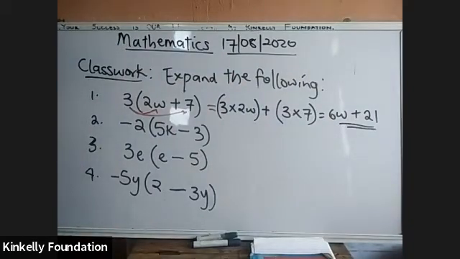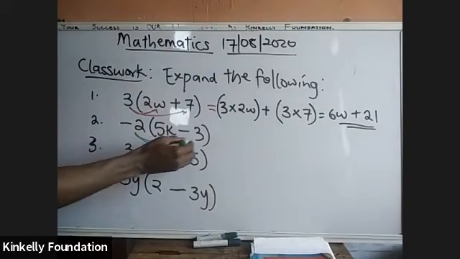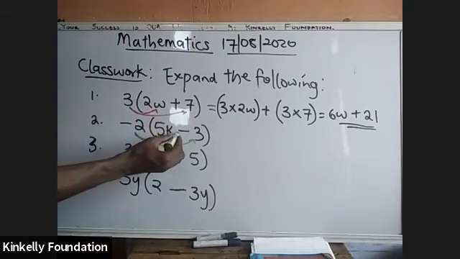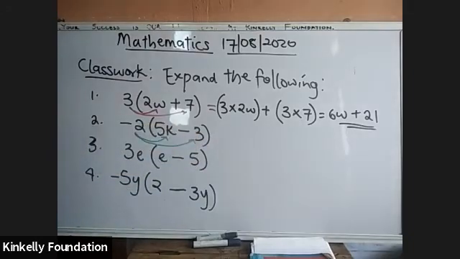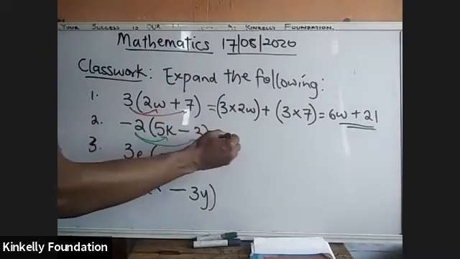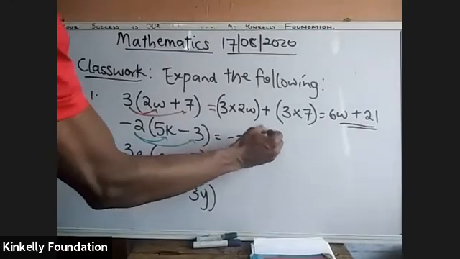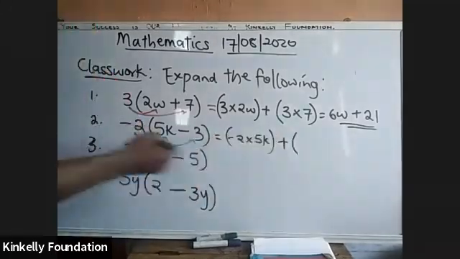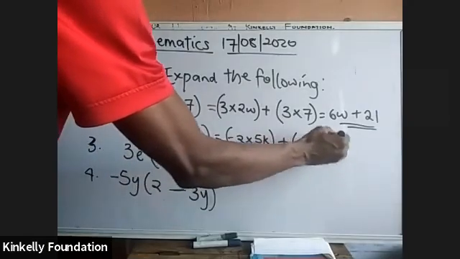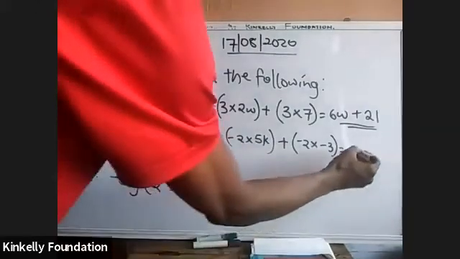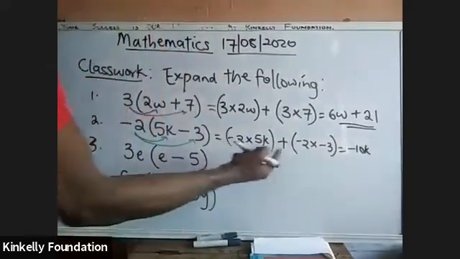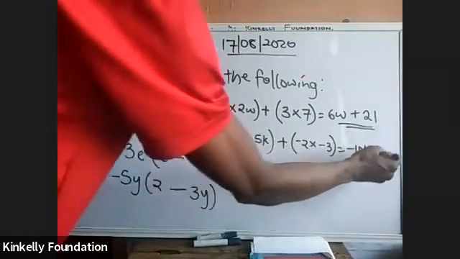The second one applies the same. This multiplies this one and also multiplies this one. Now, in this case, you separate the minus sign, let the minus go with 3 and you put a plus sign in between. Now, what we have will be minus 2 times 5k plus minus 2 times minus 3. Minus 2 times 5k gives us minus 10k. Minus 2 times minus 3 gives us plus 6.